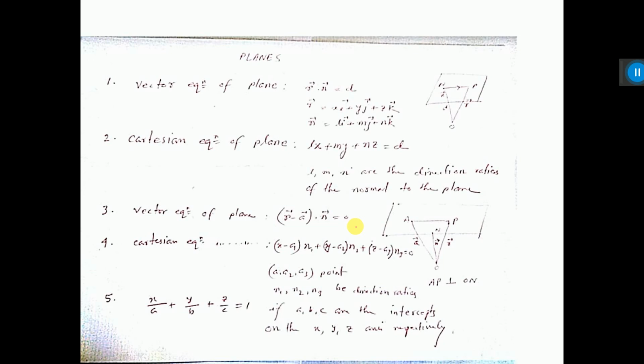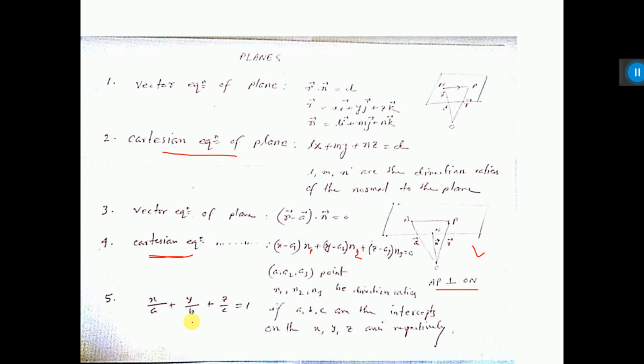Perpendicular to that plane. Now its Cartesian equation will be, see here also I told you the Cartesian equation, here also its Cartesian will be (x minus a1) into n1, (y minus a2) into n2, and (z minus a3) into n3 equal to 0. That is the Cartesian equation of this plane. See here also it is written AP perpendicular to ON.